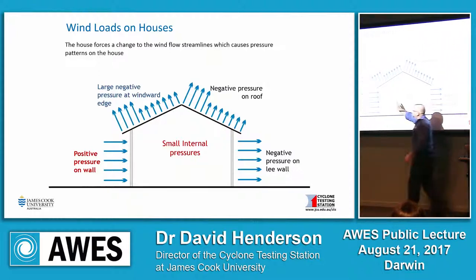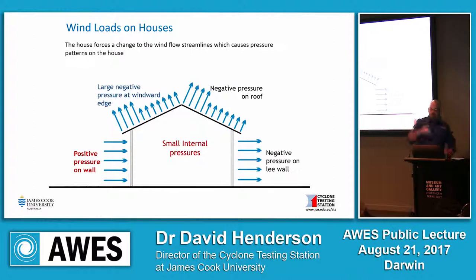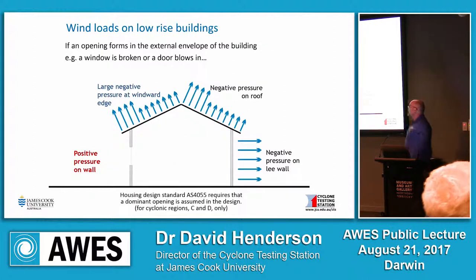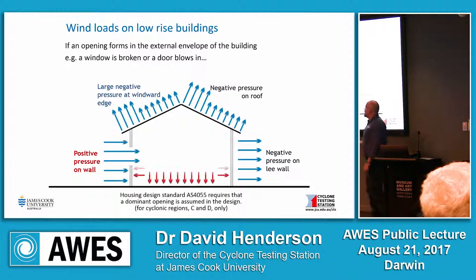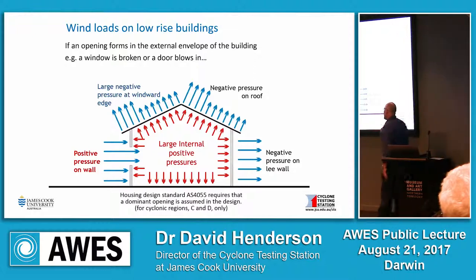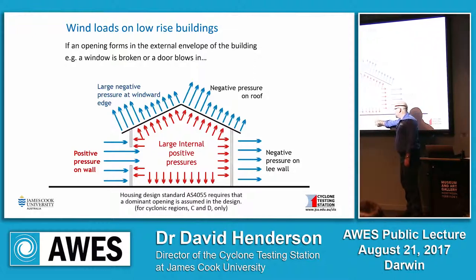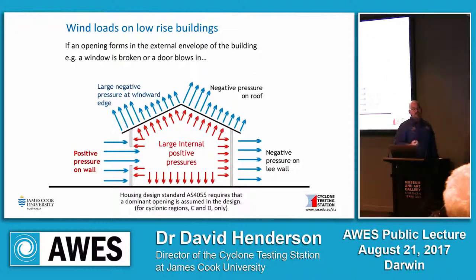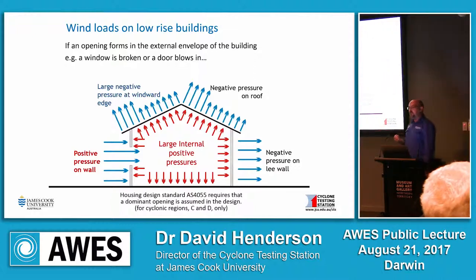So we can see where we have representations of the higher peaks in these corner zones, as well as the winds pushing on the windward wall and suction on the leeward wall. If, of course, you have a dominant opening, that pressure instantaneously enters into the building space, as Layton was talking about, potentially doubling the load on the structure. So for people that use AS 4055, the wind loads for housing, this is the design criteria that you'll be using.